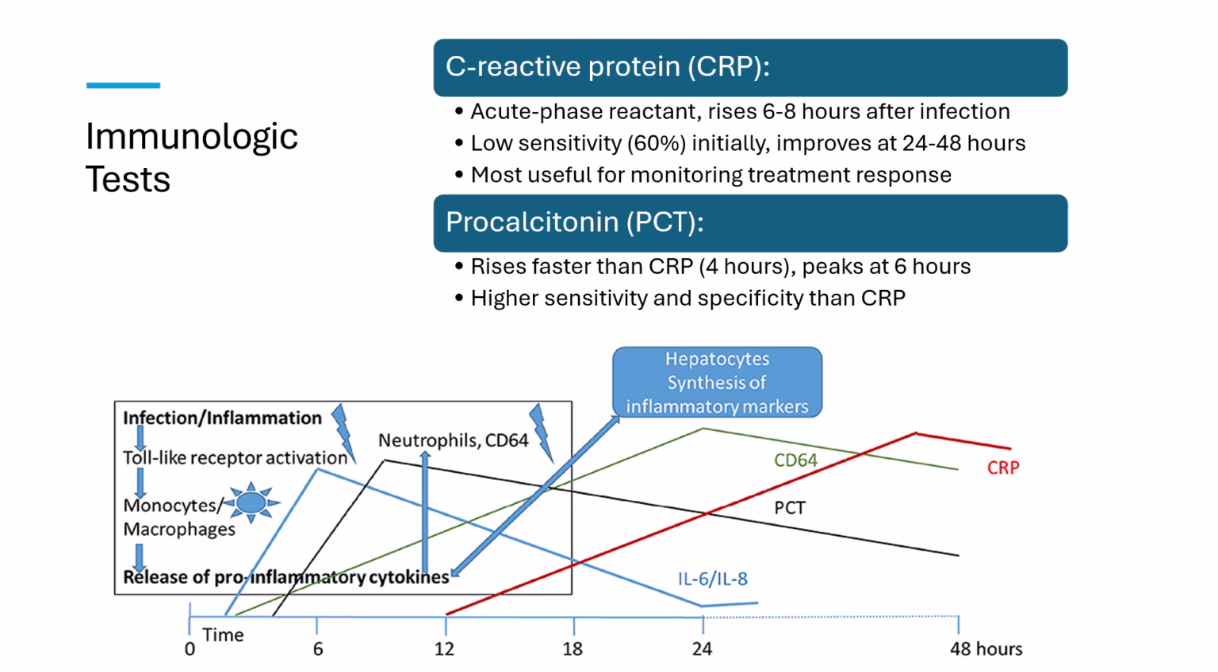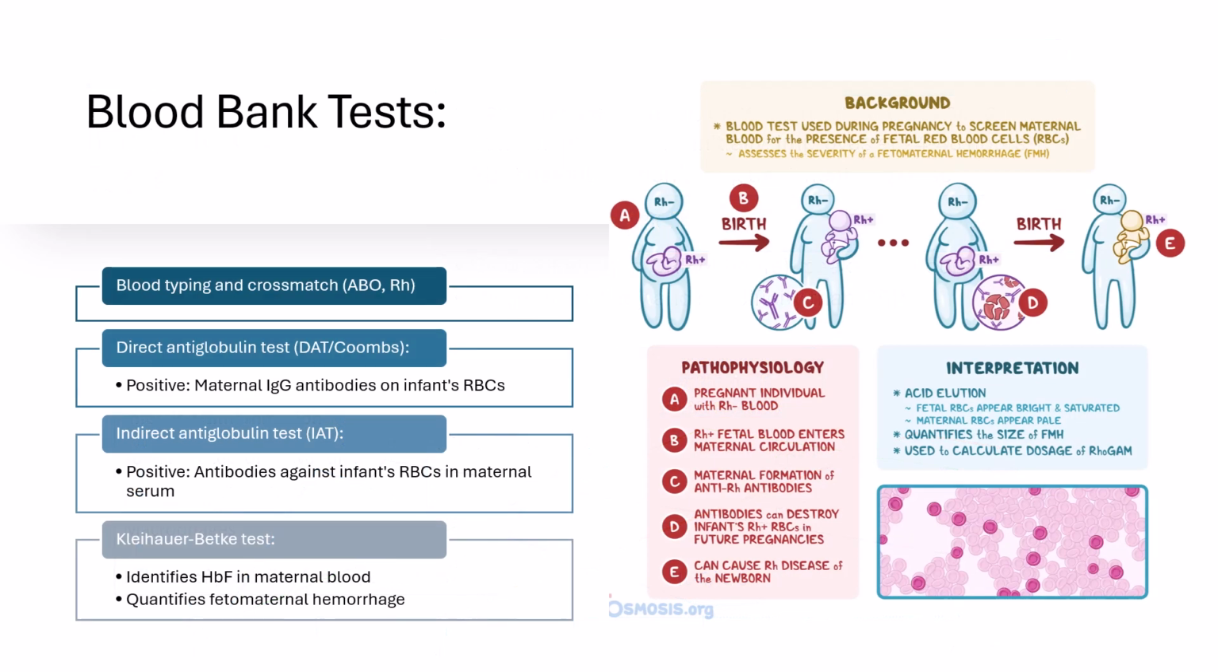Remember that serial measurements are more valuable than single values, especially for monitoring treatment response. Blood bank tests are important for diagnosing hemolytic diseases and planning transfusions. Standard blood typing identifies A, B, O, and Rh status.